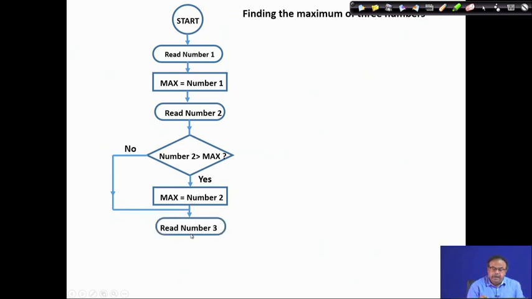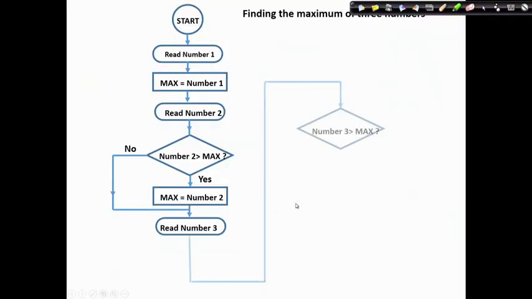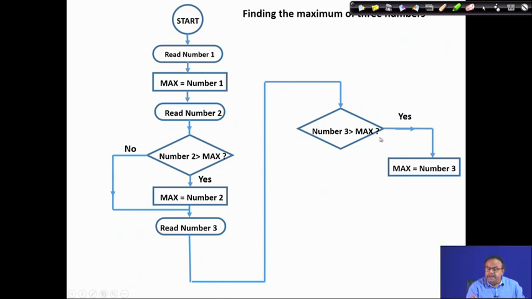Next, I read the third number. Again I do the same thing after reading the third number. Is the third number greater than what? Number 2, should I compare? No, I should compare with the max, because till now between number 1 and number 2, whatever is the maximum, I have already remembered that in max. So, I read the number 3 and then again compare, is number 3 greater than max? I can have yes or no. If it be yes, then number 3 becomes the max, because number 3 is greater than the maximum number till now. And if not, then obviously whatever was the max till now, that is number 1, will remain the max.